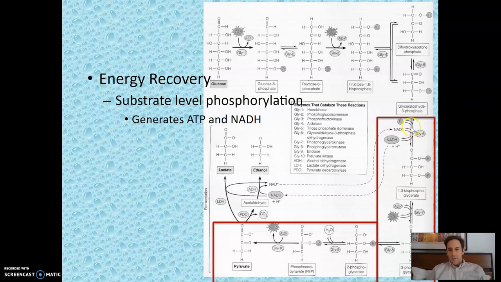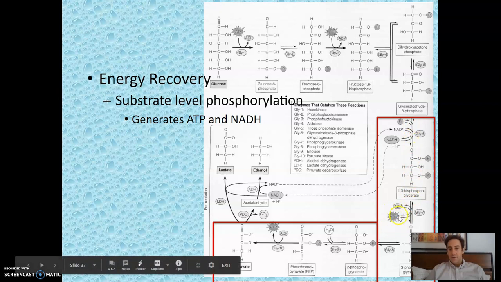And so as we go through, oh, here's one right here. There's an ATP, but remember, everything from here down happens twice. So there's actually 2 ATP being formed there. And then here's another one, 2 ATP being formed there. And so I would put a little 2 in front of that and a little 2 in front of that.